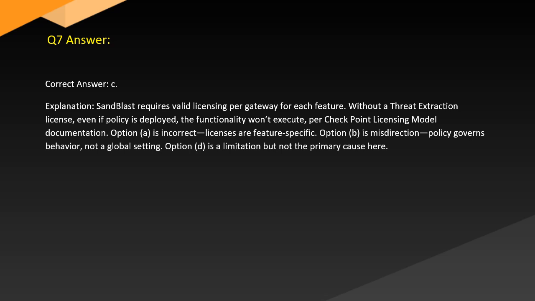Answer. Correct answer: C. Explanation. Sandblast requires valid licensing per gateway for each feature. Without a threat extraction license, even if policy is deployed, the functionality won't execute, per Check Point licensing model documentation. Option A is incorrect. Licenses are feature specific. Option B is misdirection. Policy governs behavior, not global setting. Option D is a limitation, but not the primary cause here.